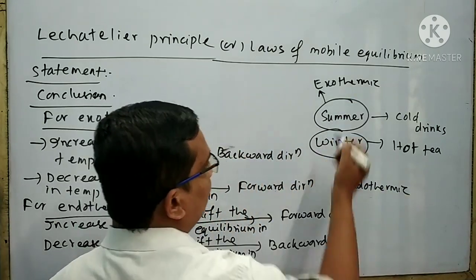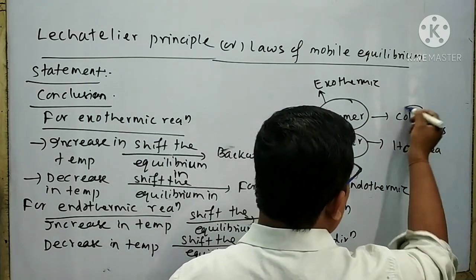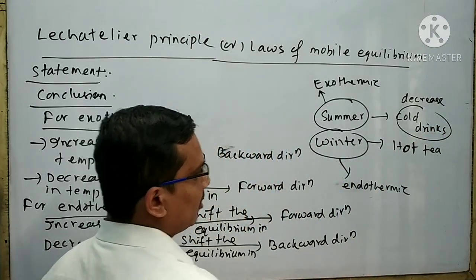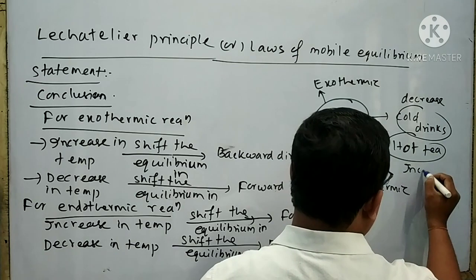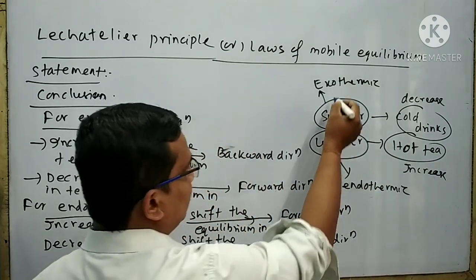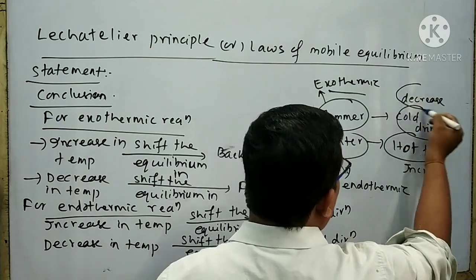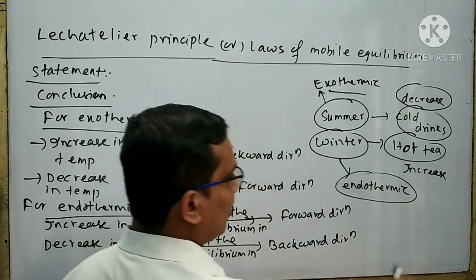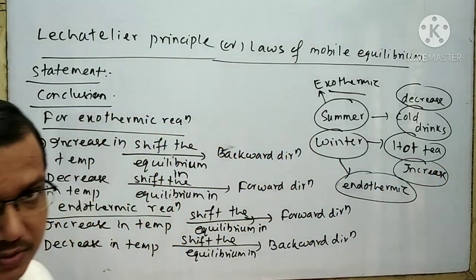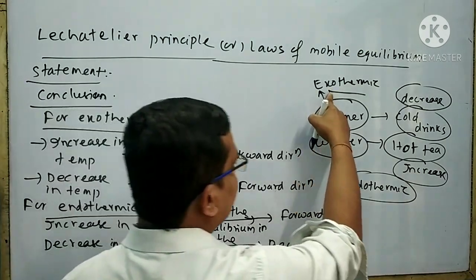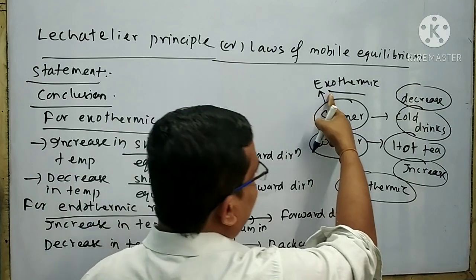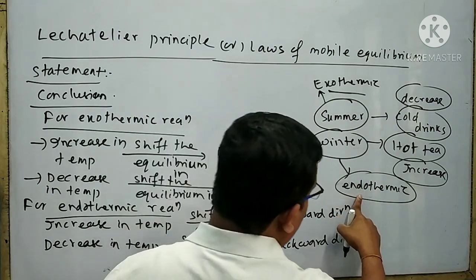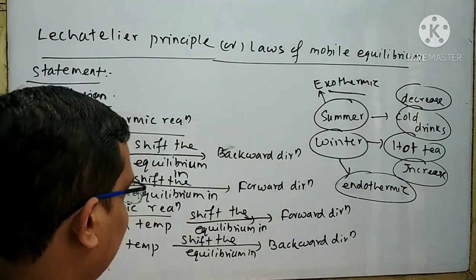That means for exothermic reaction we generally want to decrease the temperature. Cold drinks means decrease of temperature. Hot tea means increase of temperature. So remember, for exothermic reaction we think about the decrease of temperature. On the other hand, for endothermic reaction we think about the increase of temperature. For the forward reaction, in case of exothermic reaction we think about the decrease of temperature, but in case of endothermic reaction we think about the increase of temperature.